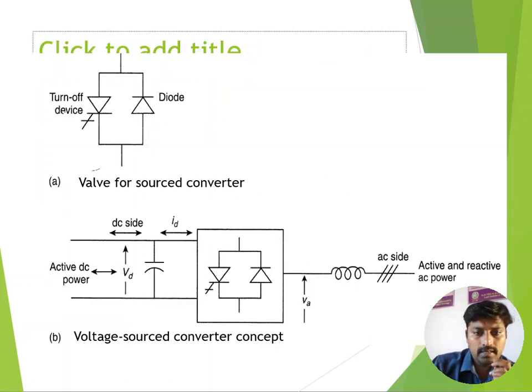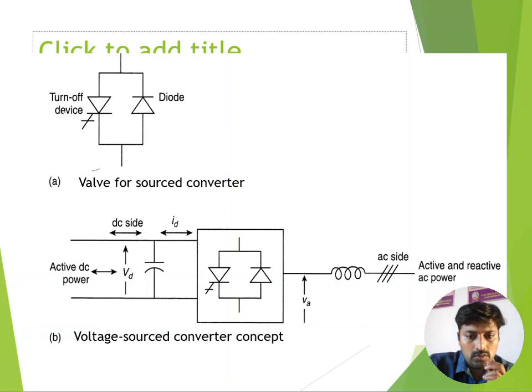So this is the one basic concept of the voltage source converter. Based on the advantages, we mostly prefer voltage source converters. You can clearly see the representation of the valve of the converter. It is always a turn off device in anti-parallel with a diode. So this is the valve for a voltage source converter, mostly used.